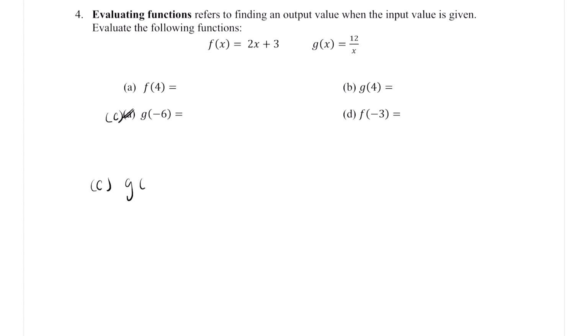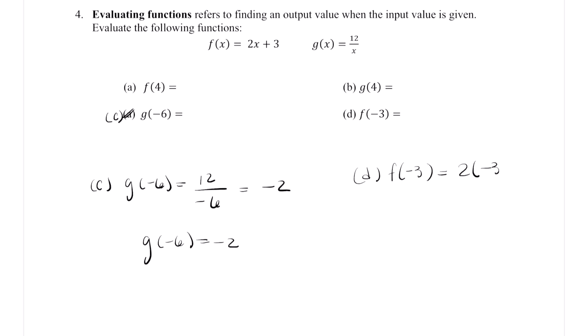Part C, g of negative 6 is equal to 12 divided by negative 6 equals negative 2. So g of negative 6 equals negative 2. Part D, f of negative 3 equals 2 times negative 3 plus 3. So that's negative 6 plus 3, which is just negative 3. So f of negative 3 equals negative 3.